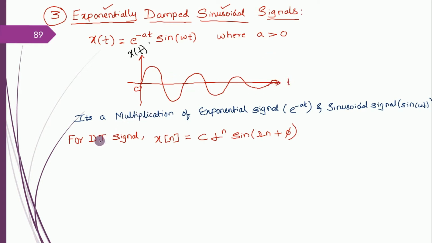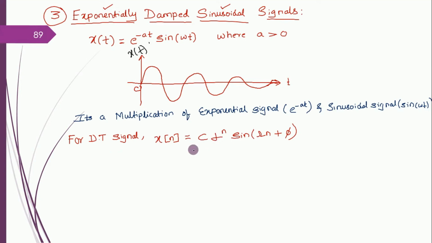For a DT signal, this signal looks like x of n is equal to c into alpha raised to n, followed by a sinusoidal signal, with some phase, which can be 0 or any value. Why alpha raised to n? Please recall the exponential signal topic that we studied in the previous class. In place of e raised to at that we had in the continuous time signal, for the DT signal we had alpha raised to n, c being the constant.